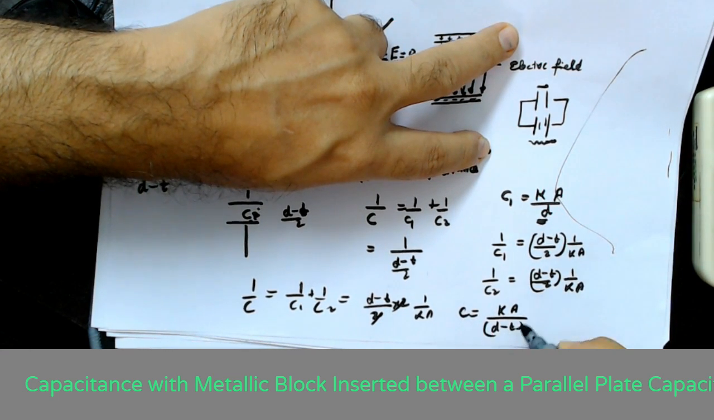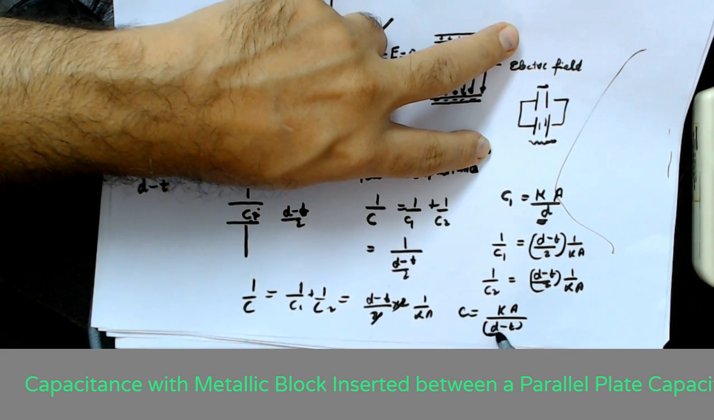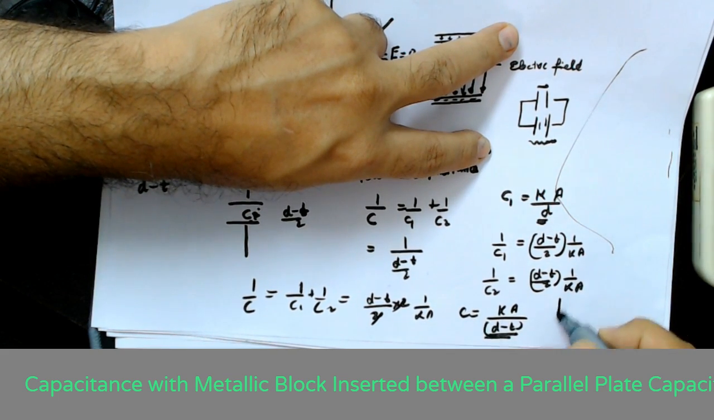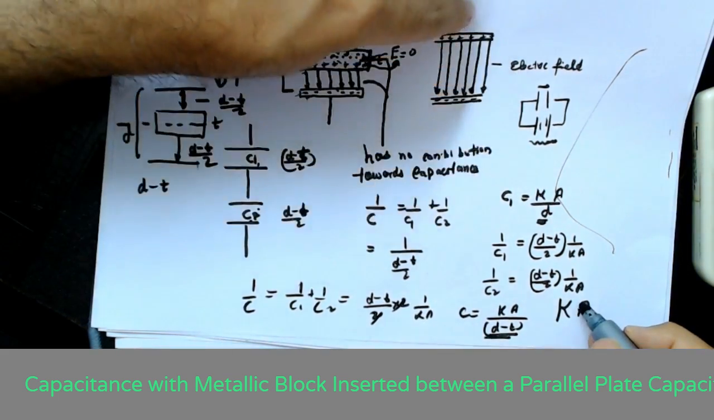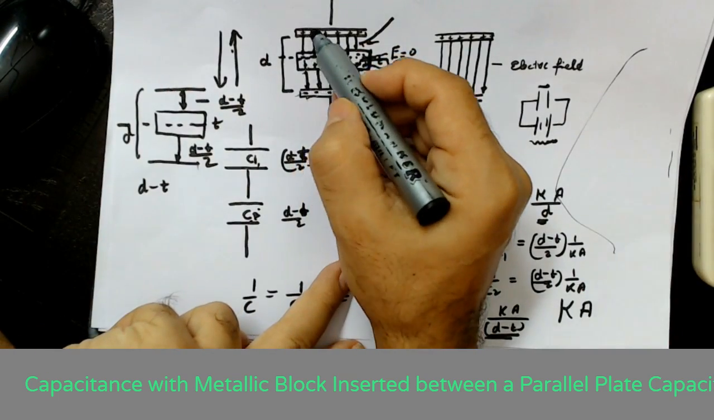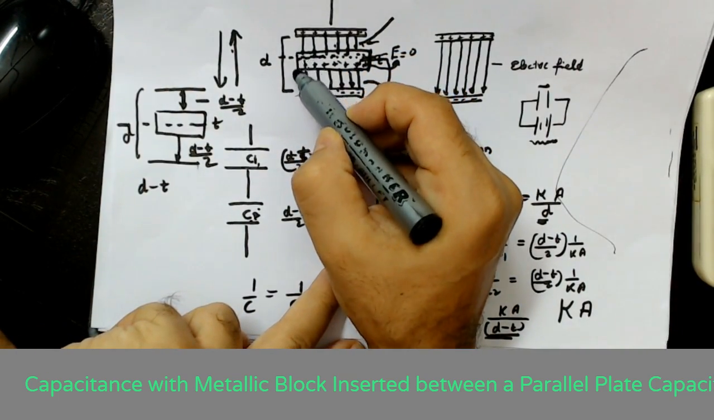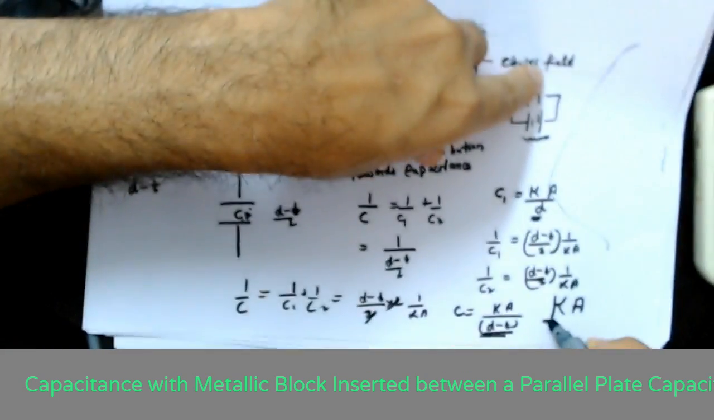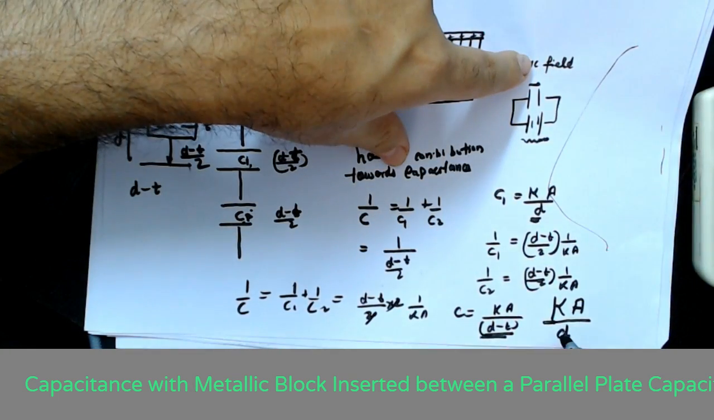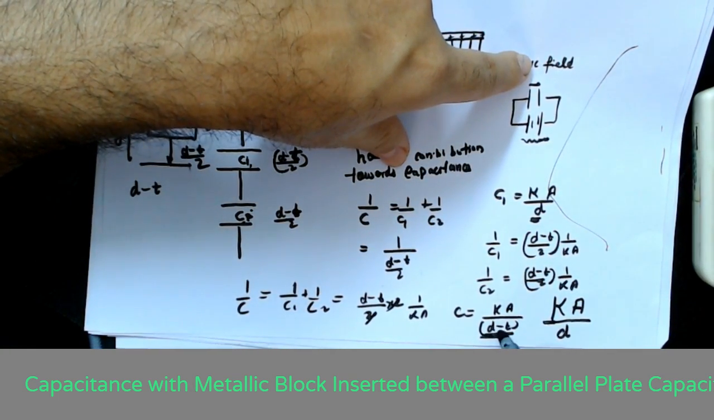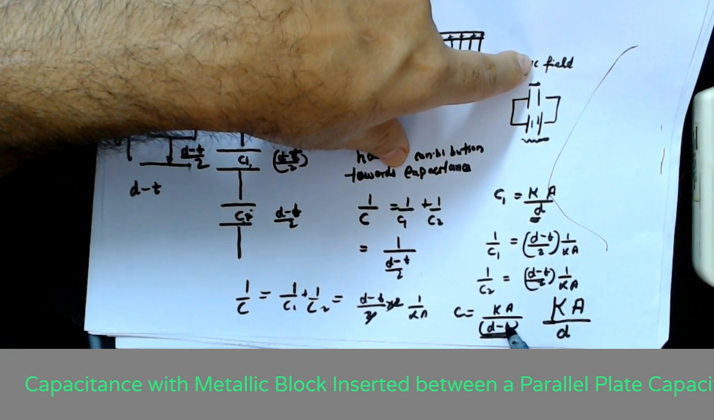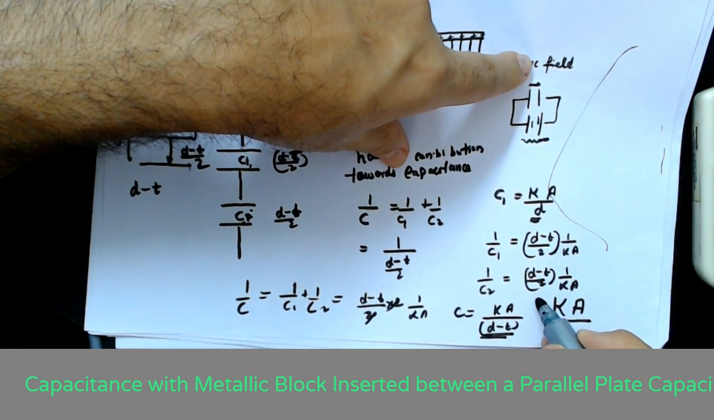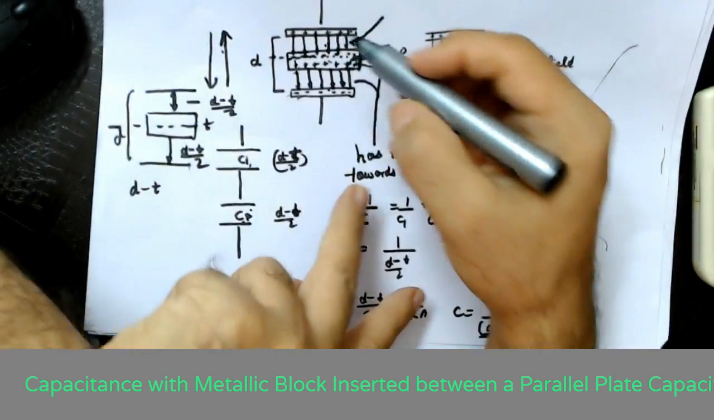So you can see the capacitance has been impacted, because the capacitance should have been Ka by D, where D represents the distance, but now because of the introduction of a metallic block, the distance has been reduced to D minus T. So the capacitance of the system goes up if you insert a metallic block. The area doesn't change. The medium is in fact air or any other medium, which you could have in these two regions.